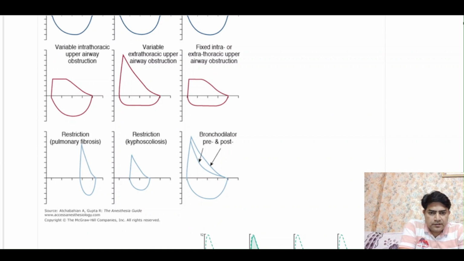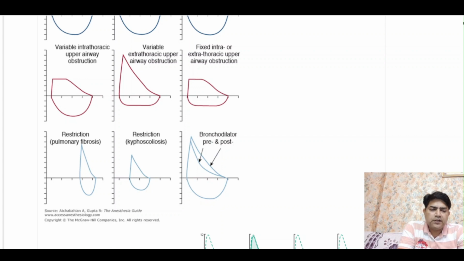Now you see in the figure of the third line what is happening in restrictive lung disease. As I have told you, the whole flow volume loop is shifted to the right side. Two types of restriction can be seen, either intrathoracic, that is pulmonary fibrosis, or any restrictive lung disease, pneumoconiosis, sarcoidosis, etc. So the first thing you will see is that the curve is shifted towards the right.